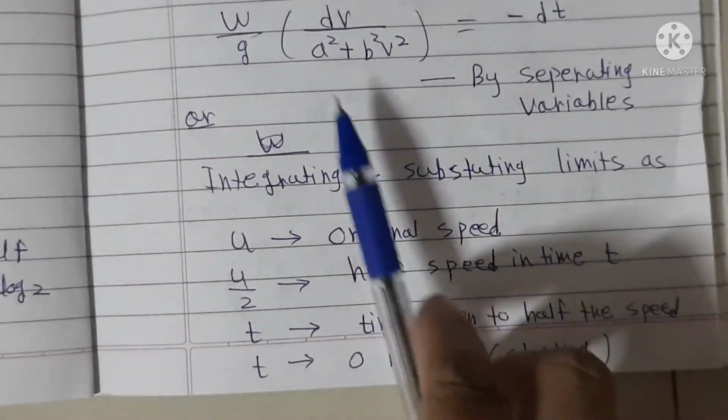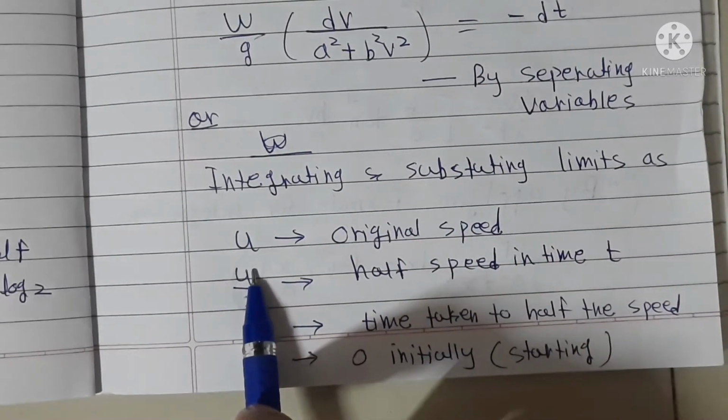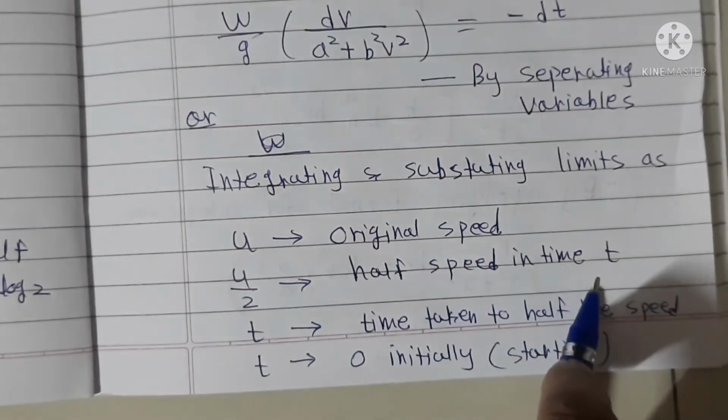Therefore, integrating both sides and substituting the limits. What are the upper and lower limits? U is the original speed, and U upon 2 is the half speed at time t.